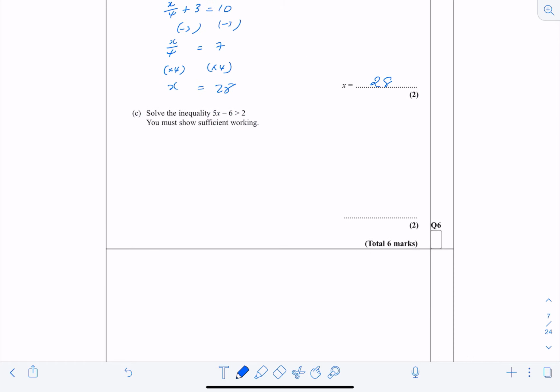Okay, then solve the inequality. 5x minus 6 is greater than 2. I'm going to add 6 to both sides. We get 5x is greater than 8. And divide by 5. X is greater than 8 over 5.